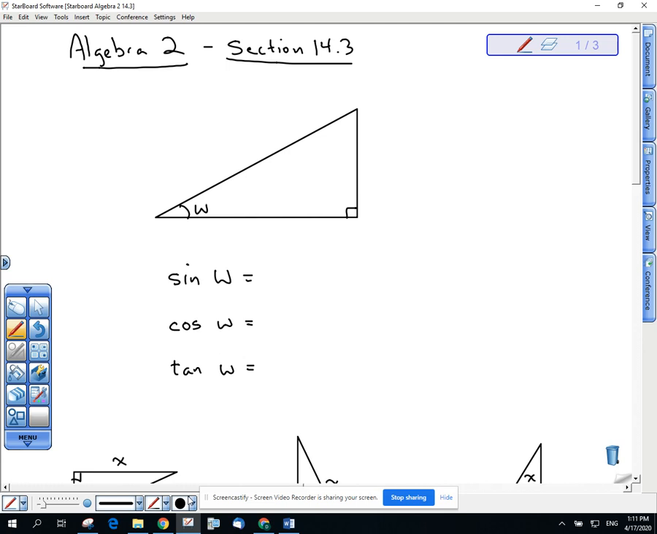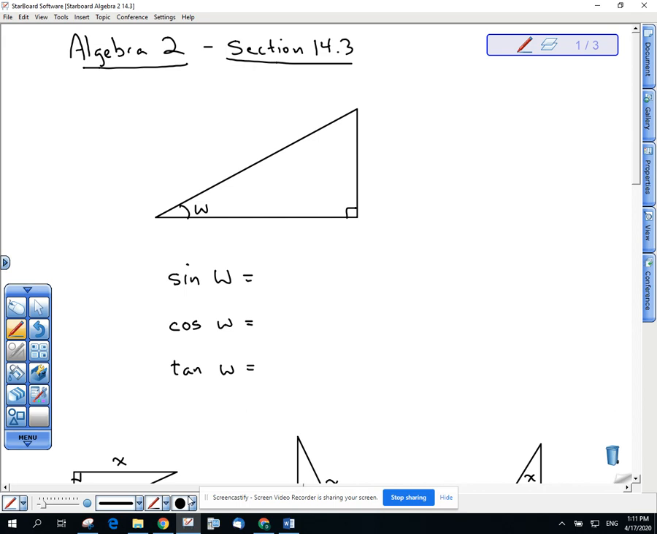Algebra 2, Chapter 14, Section 3, right triangle trig. This has its origins back in your geometry class. It's going to kind of remind you of what sine, cosine, and tangent were as you first learned them on right triangles, and then we'll apply this to the reciprocal trig functions and into several examples.